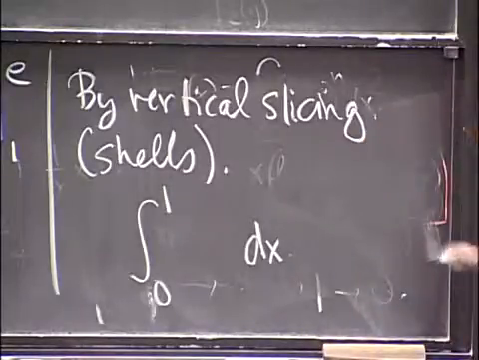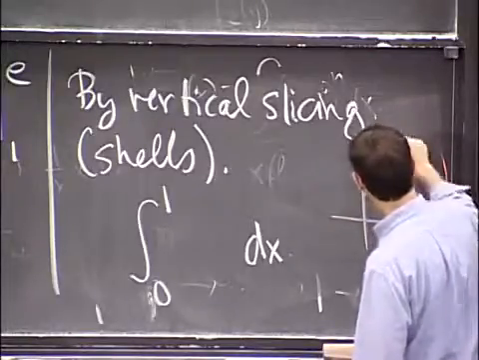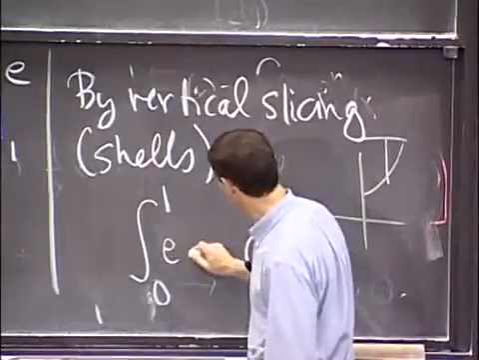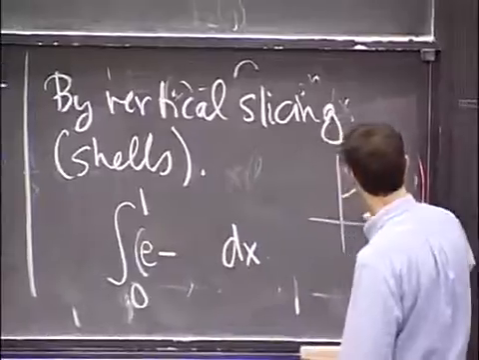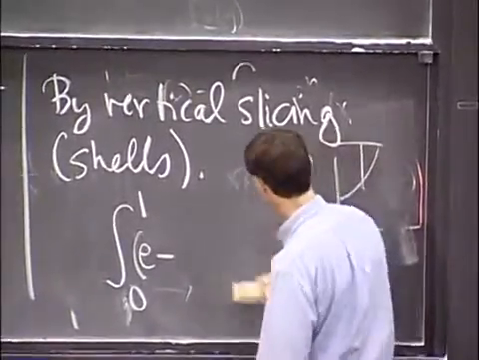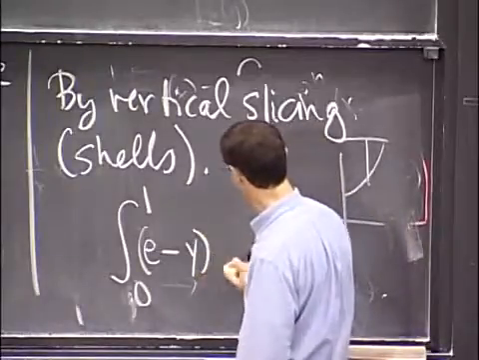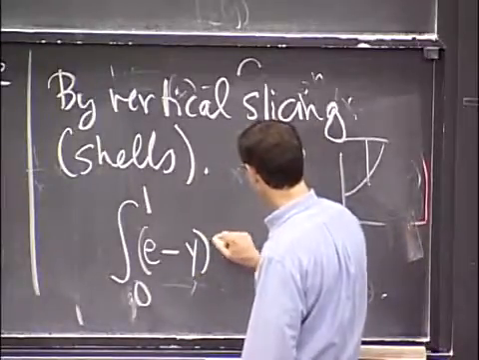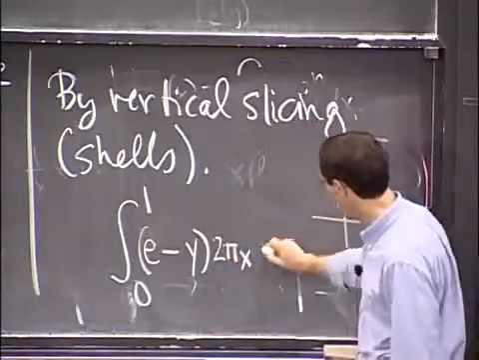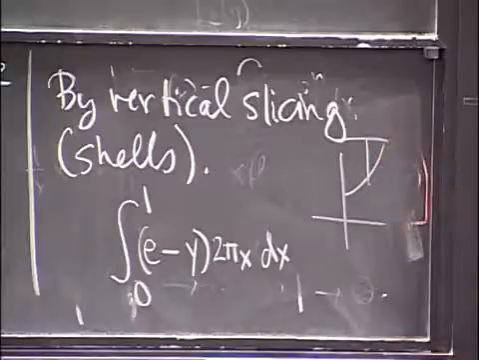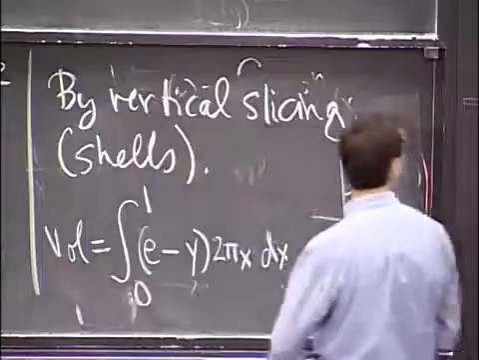Well, the shells are, if I can draw the picture again, they start, the top value is e, and the bottom value is, I need a little bit of room for this. The bottom value is y, and then we have 2 pi x is the circumference as we sweep it around, dx. All right, so here's our new volume expressed in this different way.